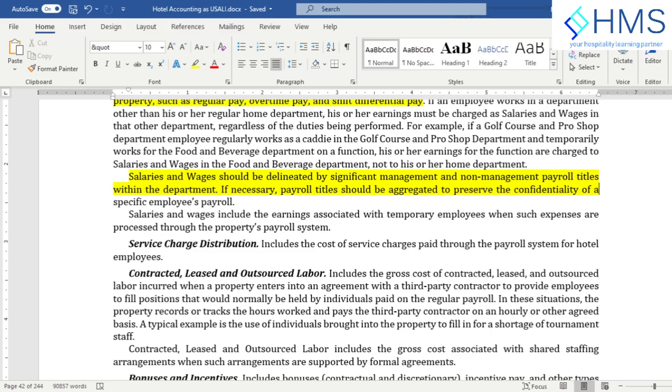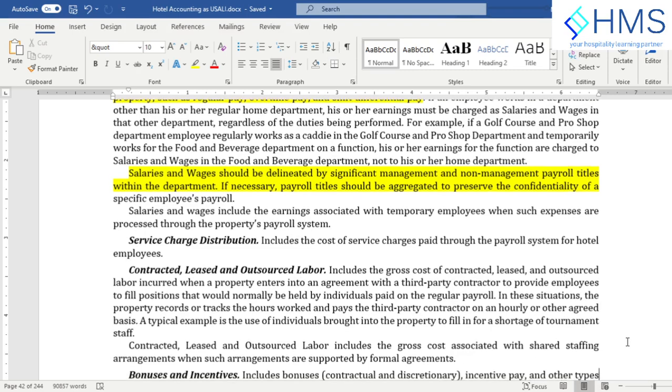But if the service charge is discretionary for the guest, it will not fall into the revenue, and hence the distribution of such service charge will also not be part of the P&L. Then you have the next line item as the bonus and incentives.